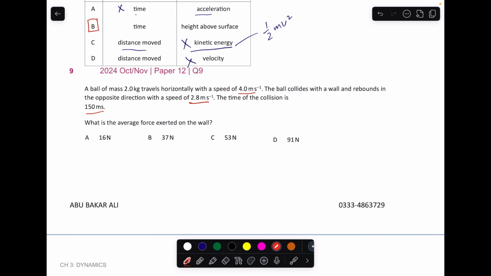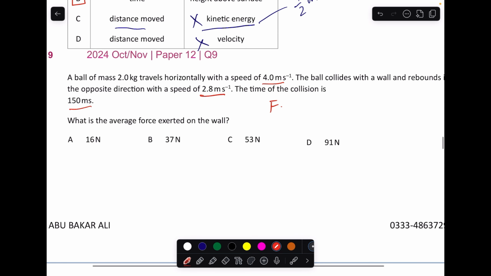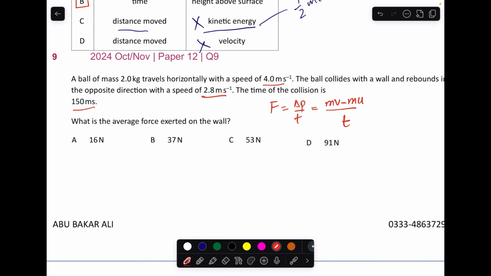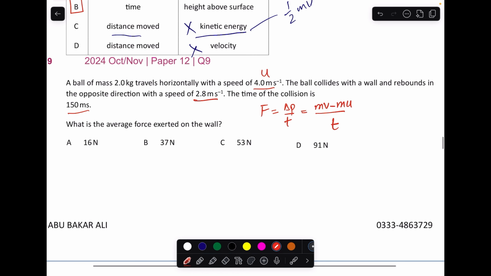Okay, so we know that average force F is change in momentum over time, so it can be mv minus mu divided by the time. So mass we have 2, the speed was initially 4, then it strikes and falls back. So it's moving in the opposite direction, right, after it's rebounding. So if you take the final as positive, the initial will be negative. One of the velocities will be negative. Okay, so let's take this one as positive and this one as negative.